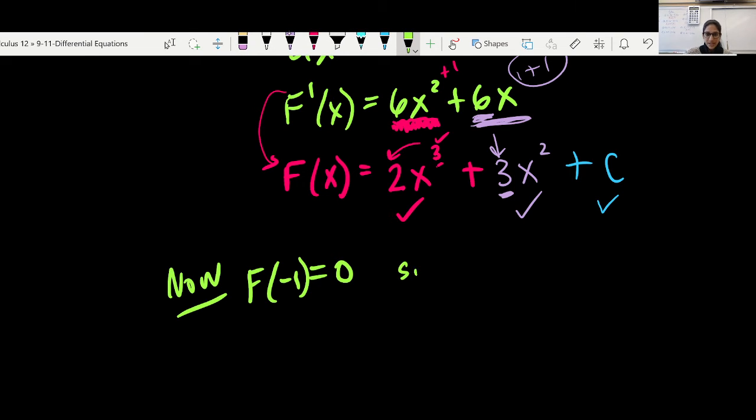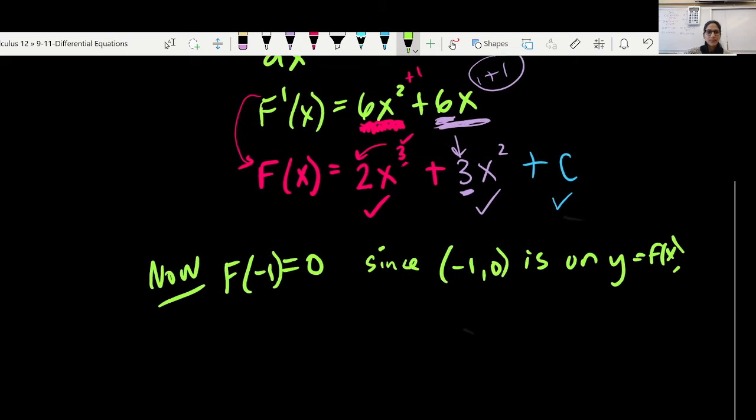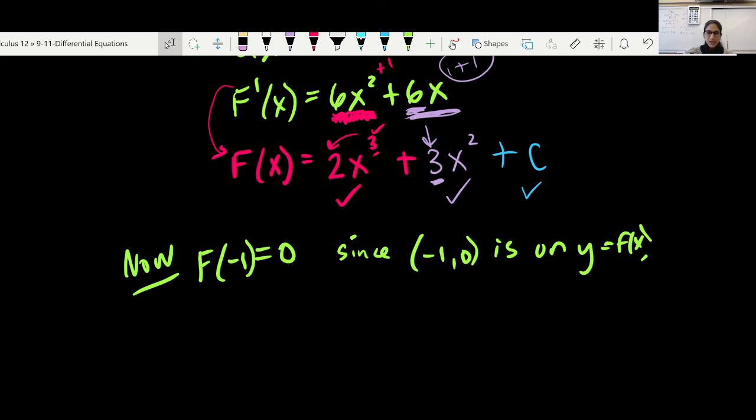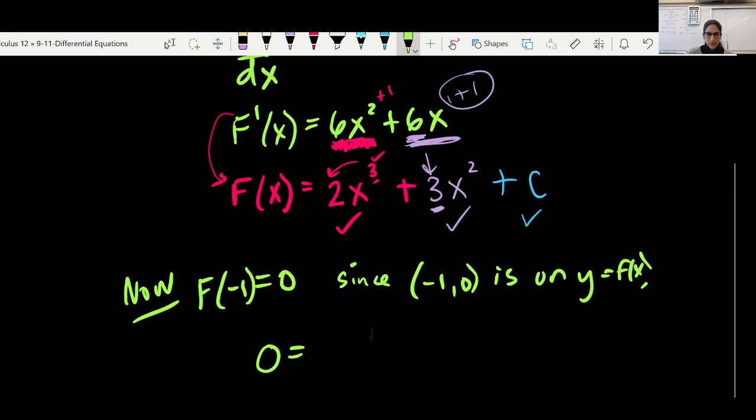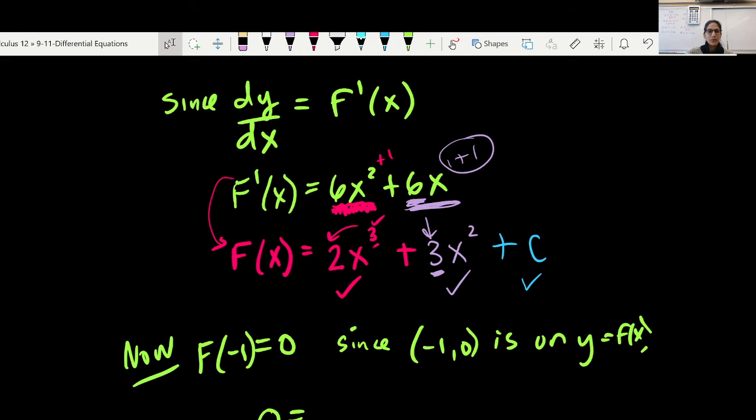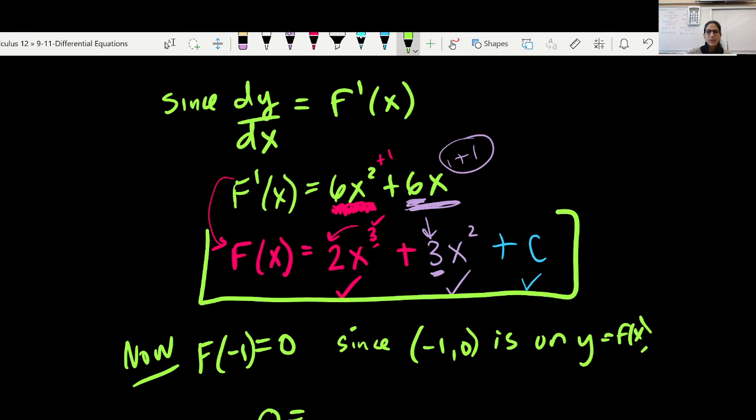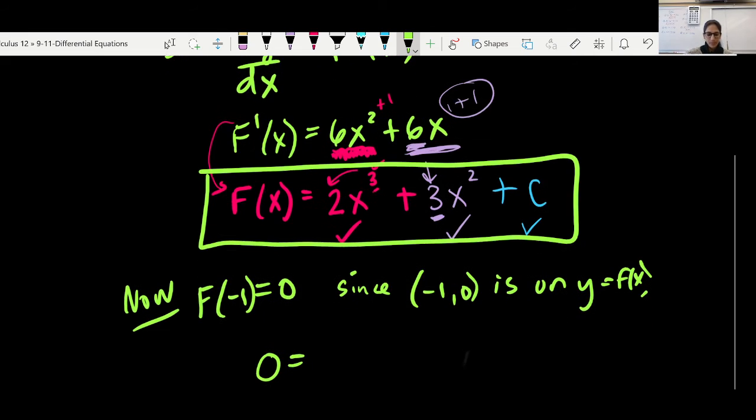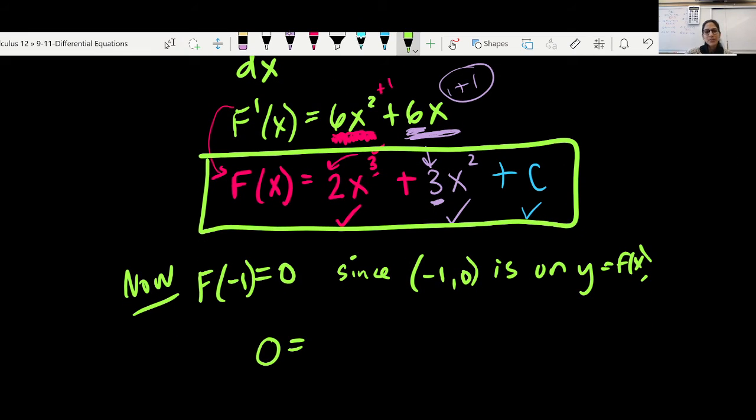So I'm going to say this too, since negative 1, 0, that's the point that was given to us, is on y equals f of x. So we can take that and plug it in. So we get a 0 here equals, we're going to take our original f of x that we have here, and we're going to plug in that minus 1.